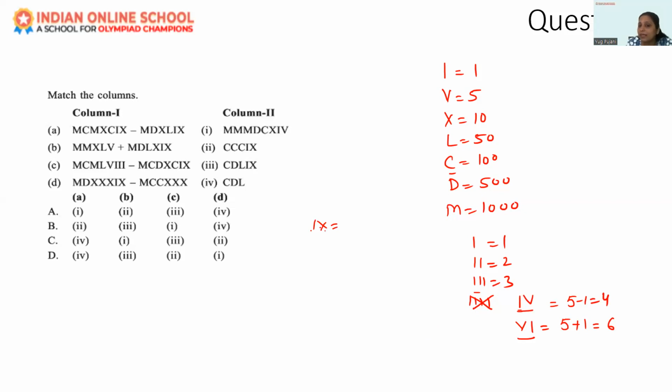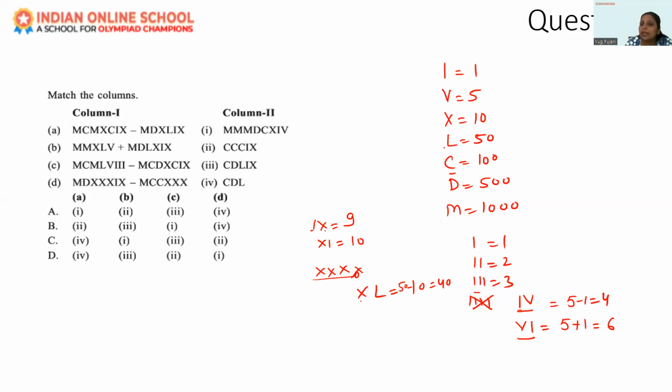IX is 10 minus 1, which is 9. XI is 11. And if I have to write 30, I can repeat X, X, X. But if I have to write 40, I'm not supposed to use X 4 times. I told you earlier, we can write a symbol only up to 3 times. So like this, we can use XL. XL is 50 minus 10, that's 40.